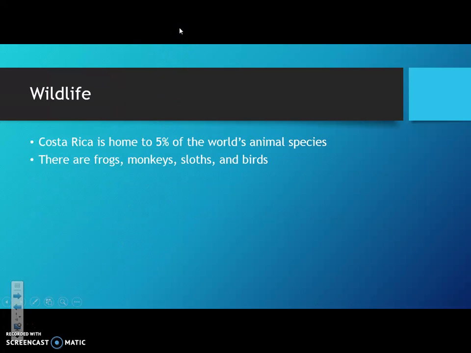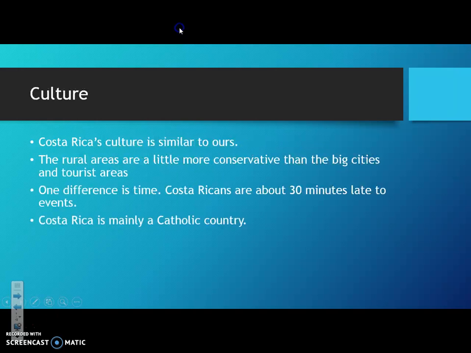Wildlife. Costa Rica is home to 5% of the world's animal species. If you think about it, that's a lot. Think about how big the world is, and 5% of the world's animal species live in the small country of Costa Rica. You can find frogs, monkeys, sloths, and birds.